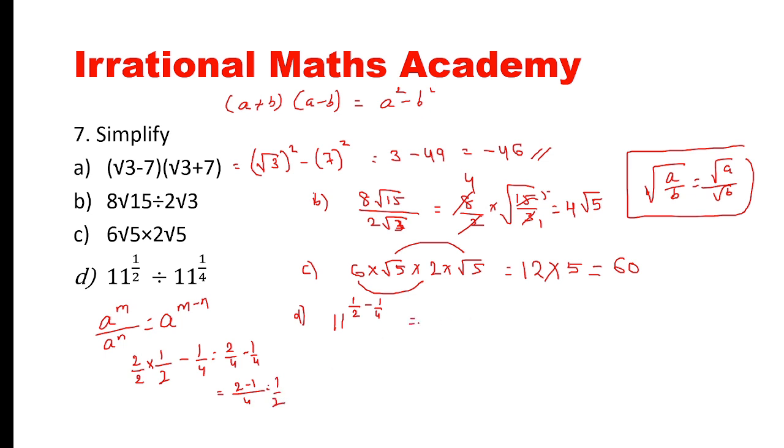So same thing here, 11. Directly, if you want to write, 1 by 2 as 2 by 4, the equivalent fraction, minus 1 by 4. So now both denominators are the same, right? So 11 power, 2 minus 1 by 4, is 1 by 4. This is our answer.